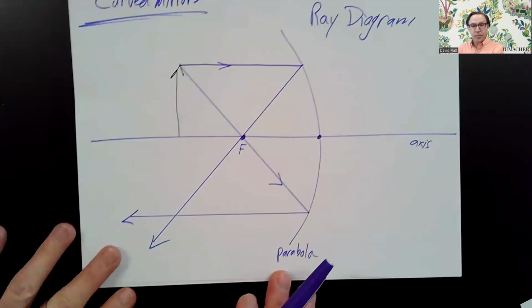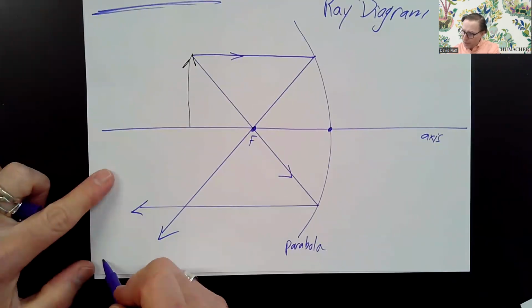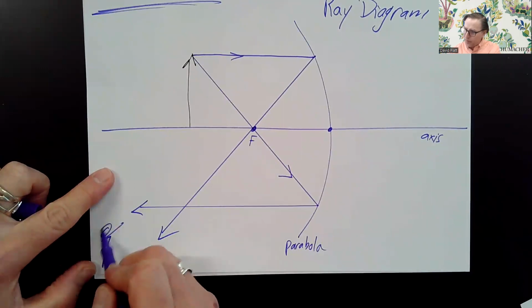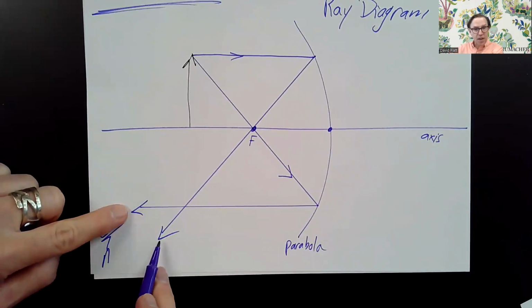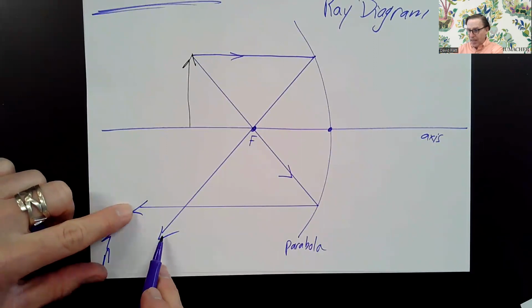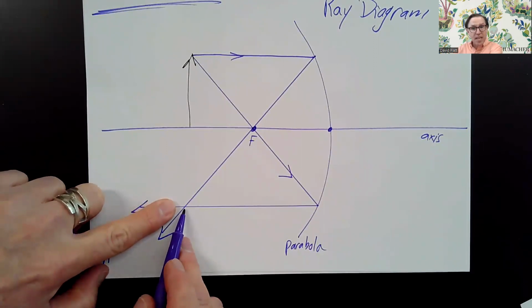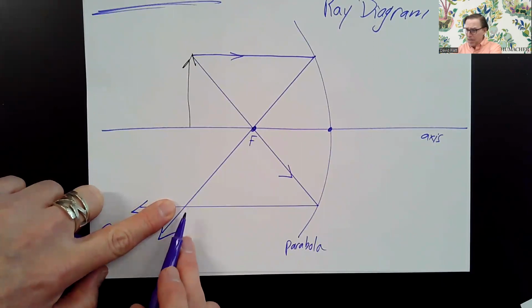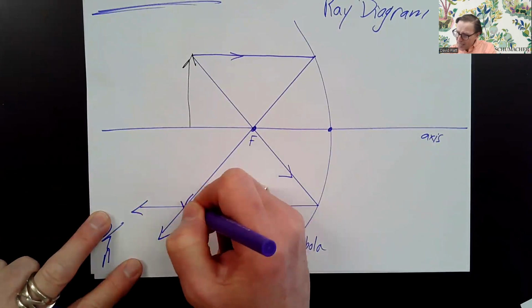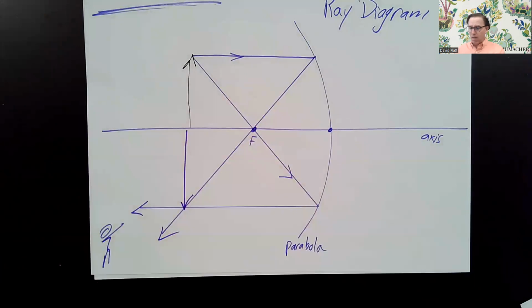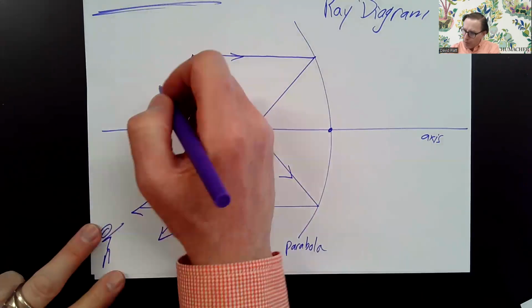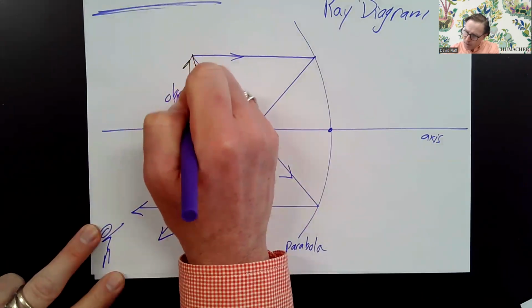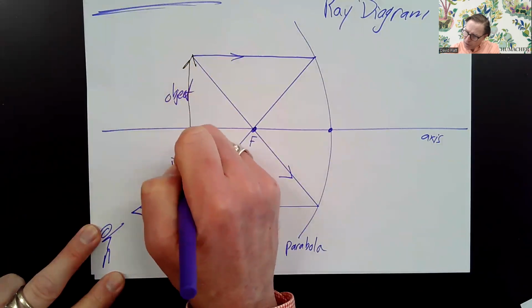Now, if I have an observer here, here's my stick figure. This person sees these two diverging rays and thinks whoa, they came from here. It seems like the image is right there. Object, image.